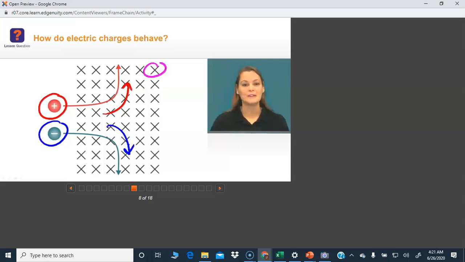Before you learn how electric forces can affect electric potential energy, take a moment to learn a few more words that will be used in the rest of the lesson.